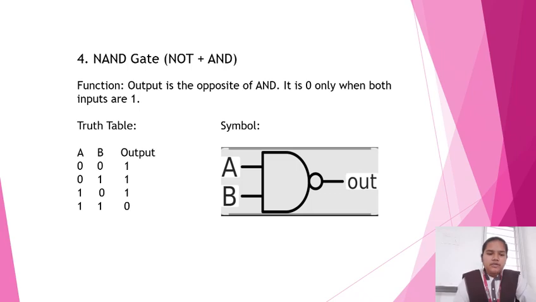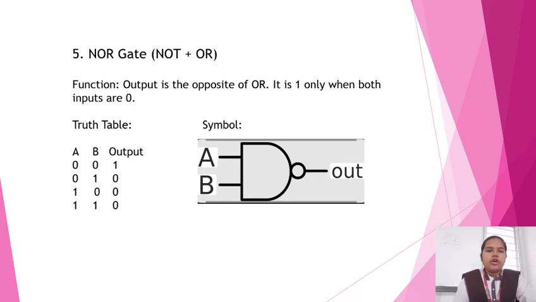Here, first we take A equals to 0 and B equals to 0, so the output becomes 1. And A equals to 0 and B equals to 1, so the output becomes 1. And third one, we take A equals to 1 and B equals to 0, the output becomes 1. Last one, we take both inputs as 1, so the output becomes 0. This is about the NAND gate.